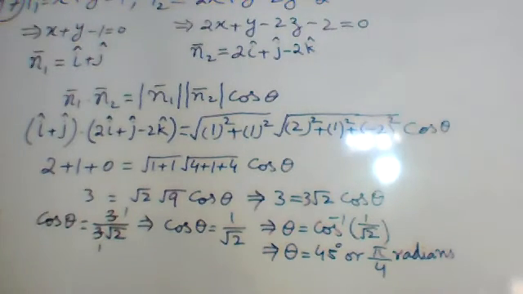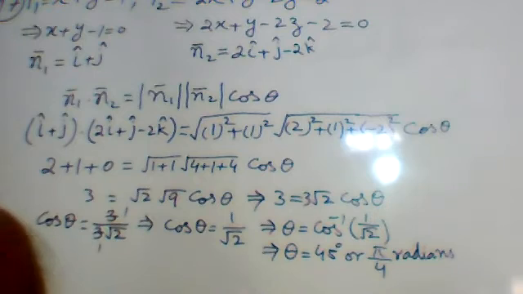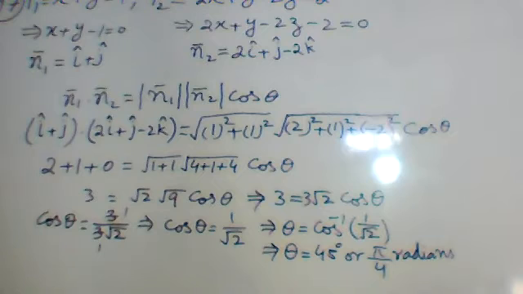In the same way, we will find the angle between the two planes. Now the next thing is to find the point in which the line meets the plane. That means the point of intersection of the line and the plane.